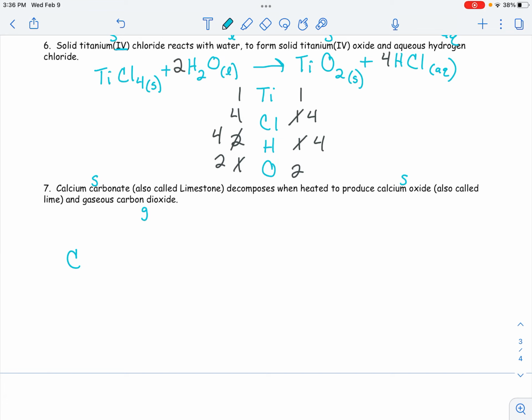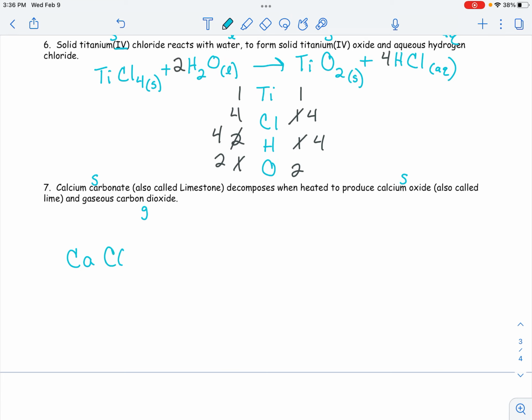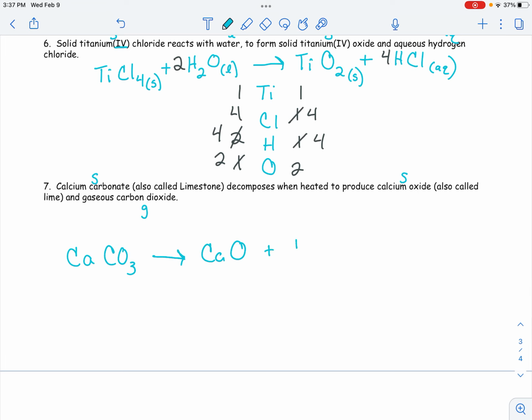Sorry, I don't like how that looks. There we go. So I have calcium, and I have carbonate, which is CO3, and is a -2. So since calcium's a +2 and carbonate's a -2, the charges balance out already. And then I tell you that it's heated so that it decomposes, it breaks down into calcium oxide. Calcium is a +2, oxygen is a -2, and carbon dioxide.